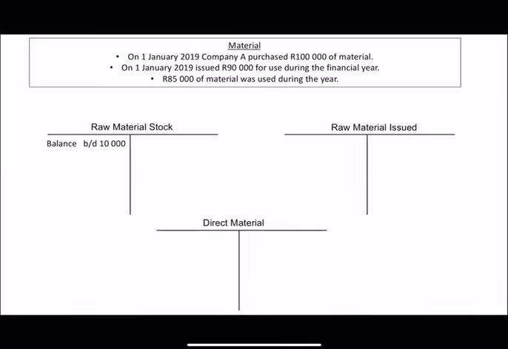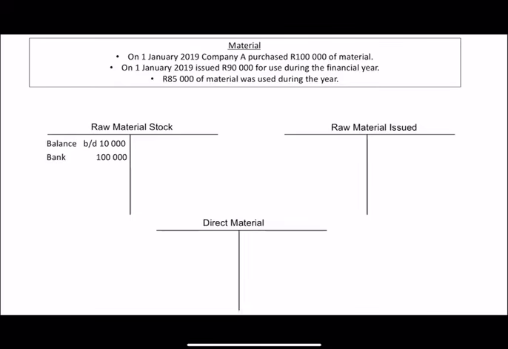Now we're going to go through the information. On the 1st of January 2019, Company A purchased 100,000 Rand of material. This will go into our raw material stock because it is the account where we purchase goods. So we fill it in on the debit side because our stock is increasing and it's 100,000 Rand.